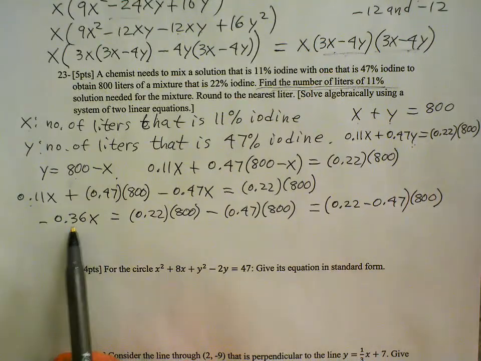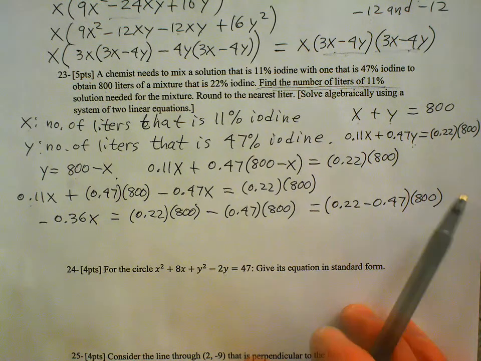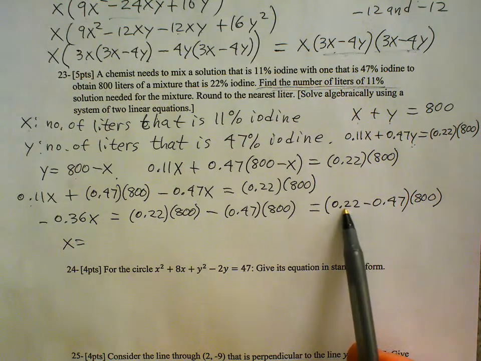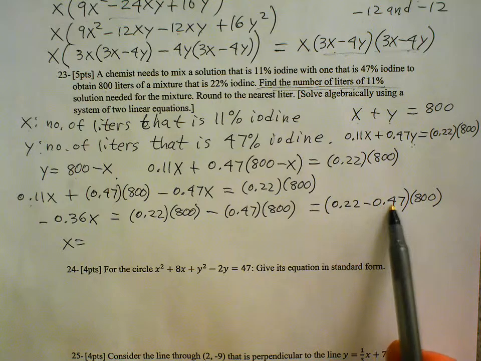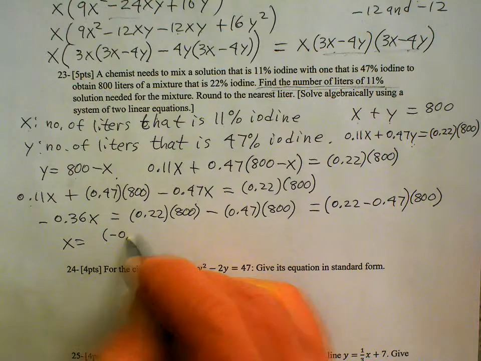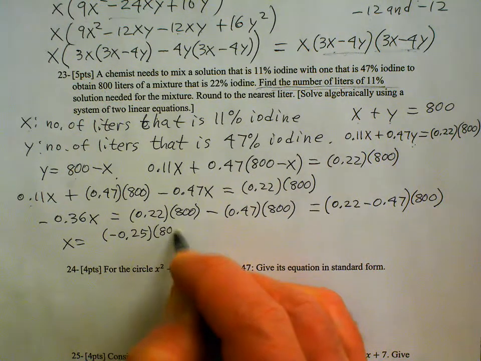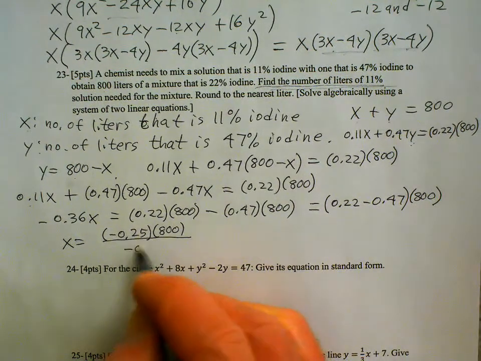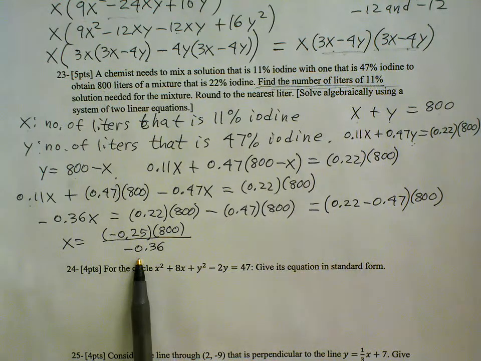And then in the next step, we'll divide both sides by negative 0.36. So we get x equals, but in the process, I'll simplify this. 0.22 minus 0.47 is negative 0.25 times 800 divided by negative 0.36. A negative divided by a negative is a positive.